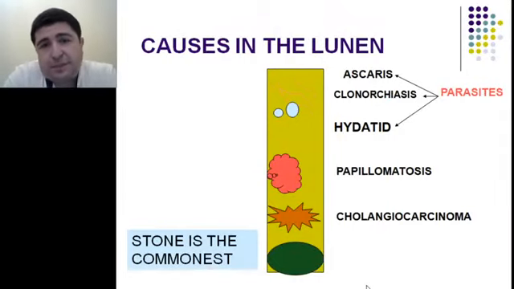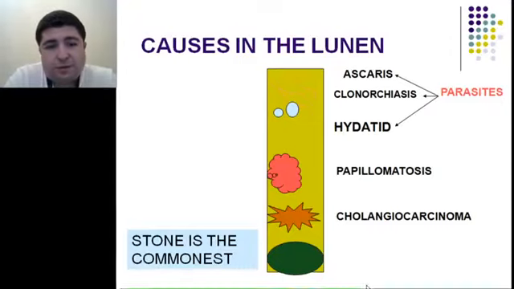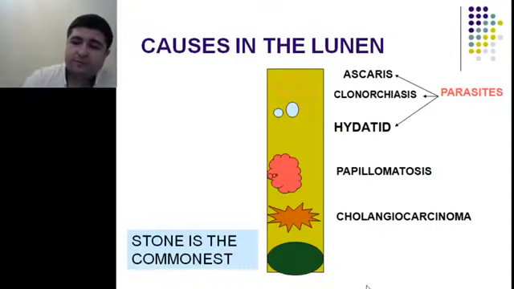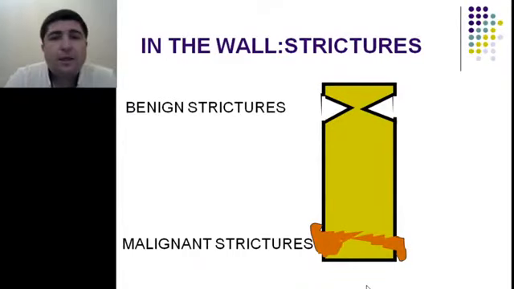Causes in the lumen are ascaris, clonorchiasis, parasites, and hydatids, cholangiocarcinoma. Stones are the commonest, of course. Strictures: here you can see benign strictures, how they look, and malignant strictures.